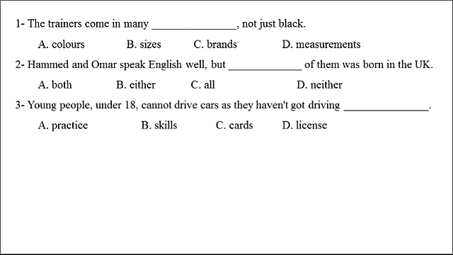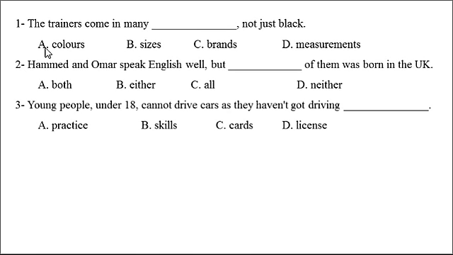sizes, brands, measurements. Now, here in this question, try to examine word by word. The trainers come in many, not just black. Is black its size, brands, measurements, or colors? Black is a color, so he talks about colors. And I will decide that the correct answer is A, colors. Here is the correct answer, colors.